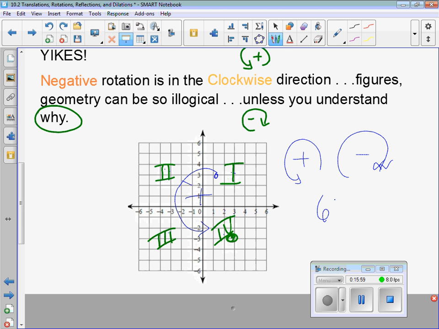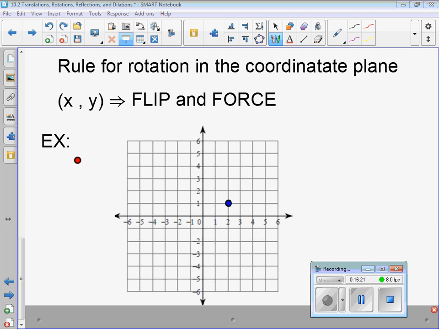So if I tell you to rotate something 60 degrees, since there's no sign out in front of it, we're going to assume that it's counterclockwise. If I tell you to rotate something negative 60 degrees, then you're going to rotate it in the clockwise direction. Let's move on. Okay, so here's my rule for rotation.